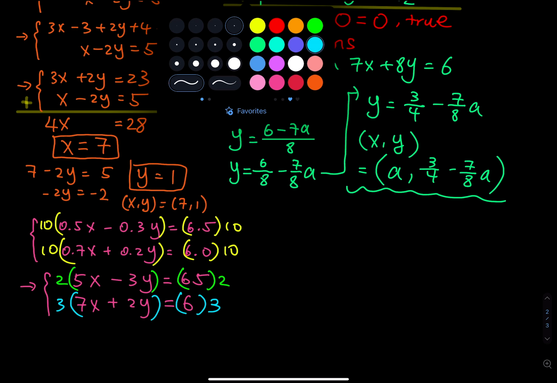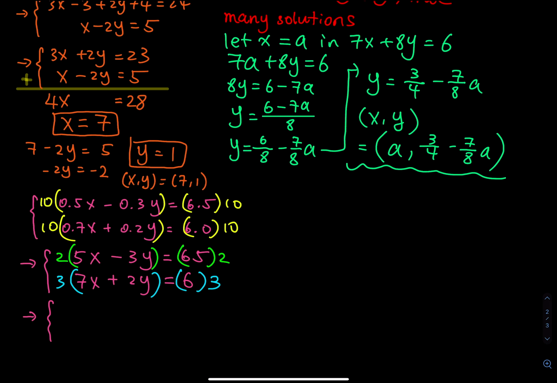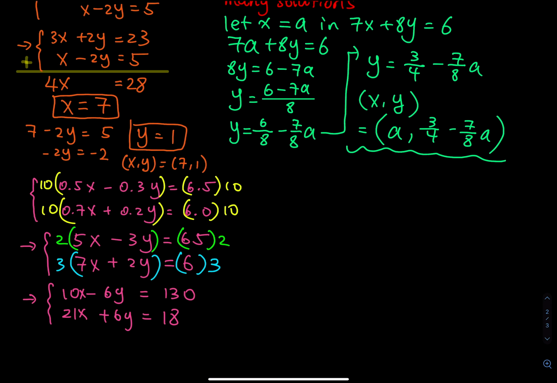And then what do we get? We have 10x minus 6y equals 65 times 2 is 130, and then 21x, I clearly forgot an x right there, and then plus 6y equals 18. So now I can just add the two equations to get rid of the y, right? So I'm going to add the two equations to get rid of the y, and then what do I get? 10 plus 21, that is 31x. Y is gone, and then 130 plus 18, that is equal to 310.